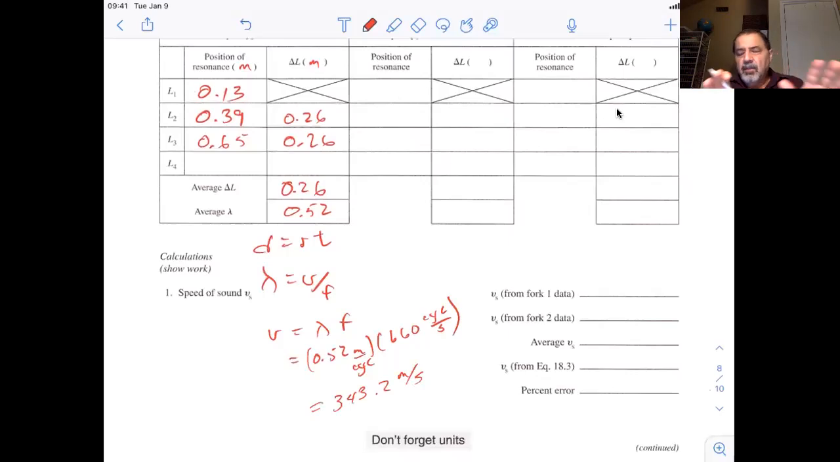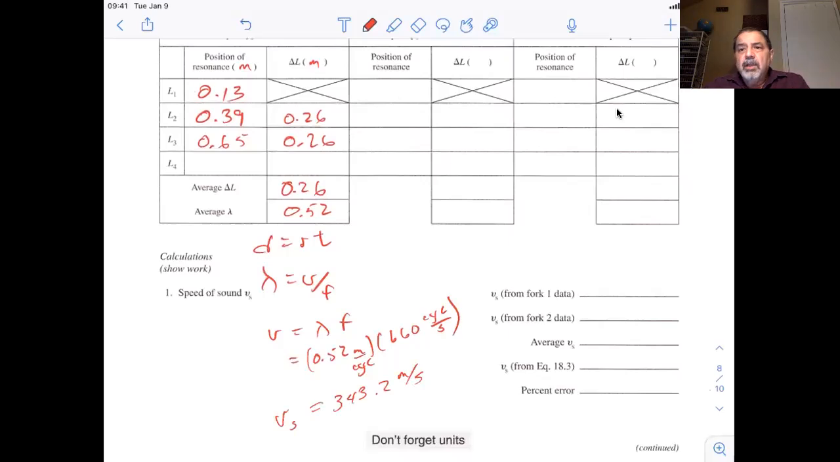Now, you're going to get more like 345. This was just a simulation. There was no air temperature, at least I don't recall them setting in that air temperature. But this is how you would go about measuring the velocity of sound in air.